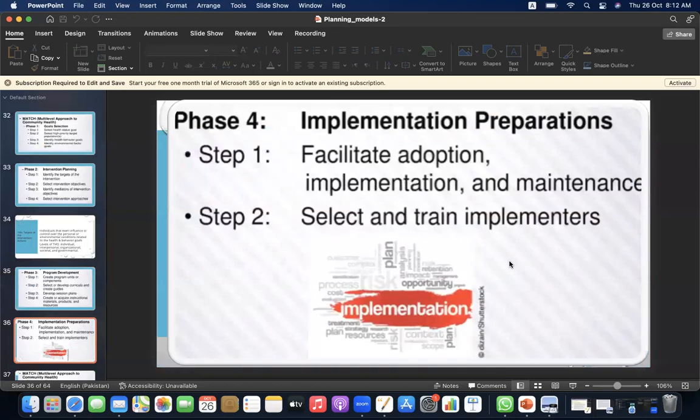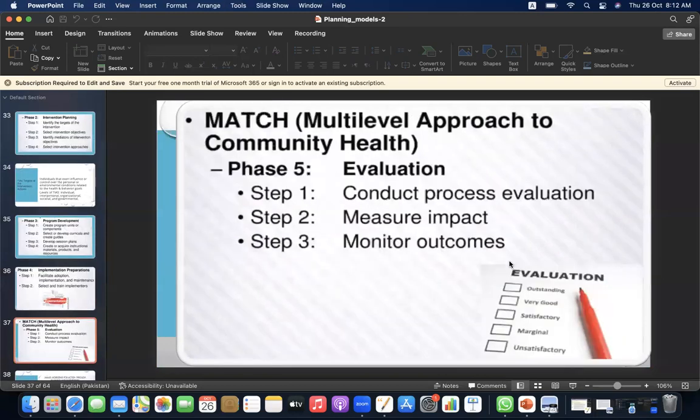Phase 4 is the implementation preparations. Step 1 is to facilitate adoption, implementation, and maintenance. Step 2 is to select and train implementers. Okay, phase 5 is the evaluation phase here. We have 3 steps. Step 1 is to conduct process evaluation. Step 2 is to measure impact. And step 3 is to monitor outcomes.